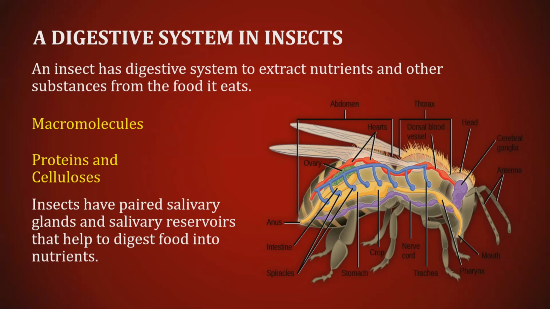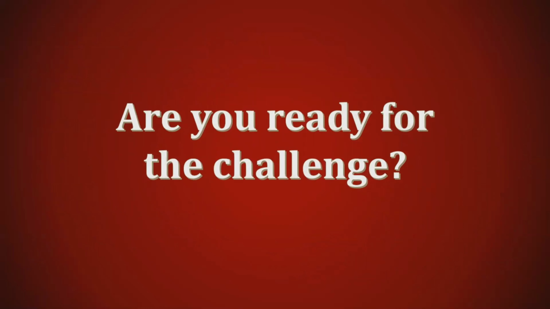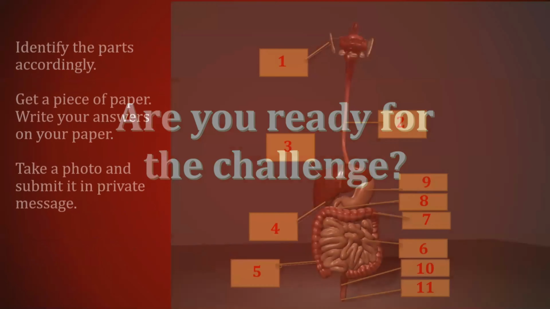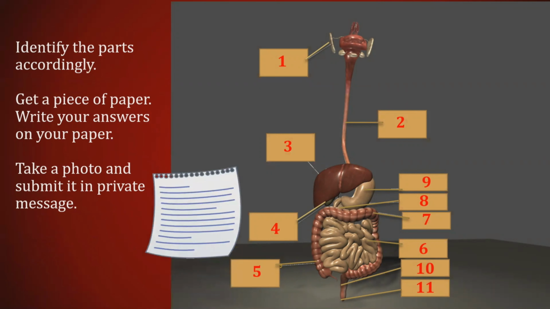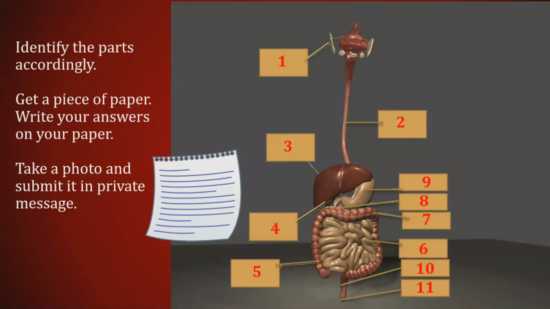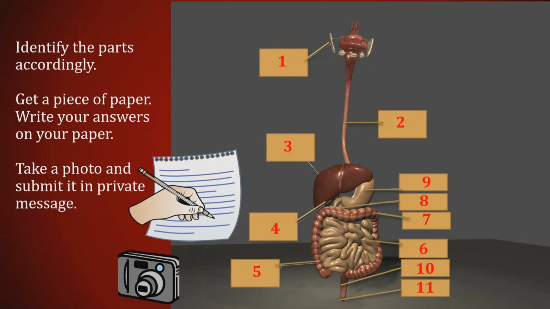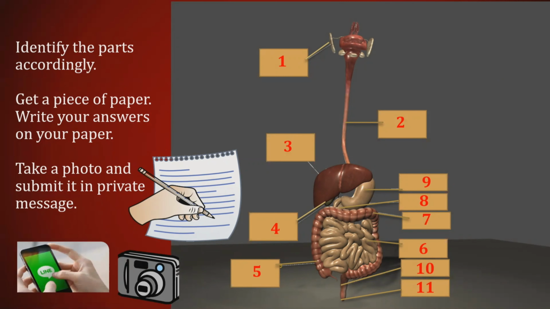All right. These are the digestive systems in human, fish, and insects. Are you ready for the challenge? I know you are ready. Identify the parts accordingly. Get a piece of paper, write your answer on your paper. Take a photo and submit it in private message. You have 11 words to be answered on your paper.